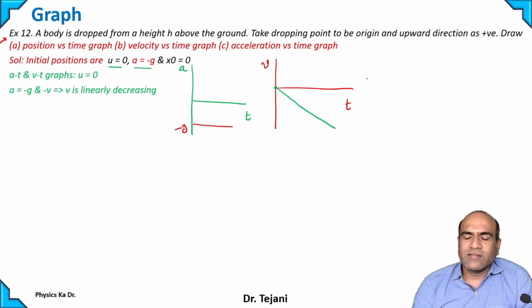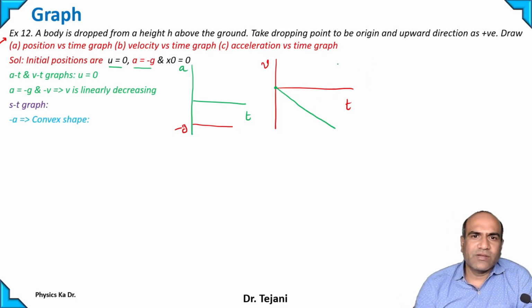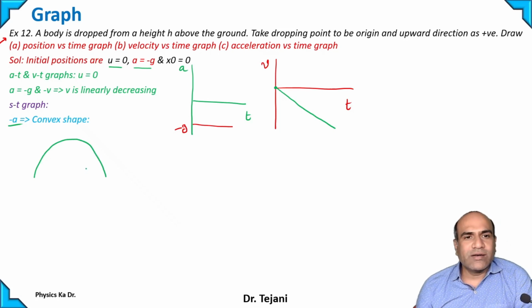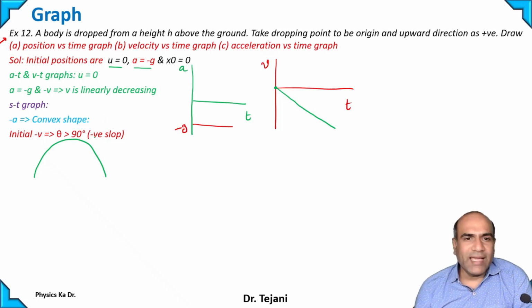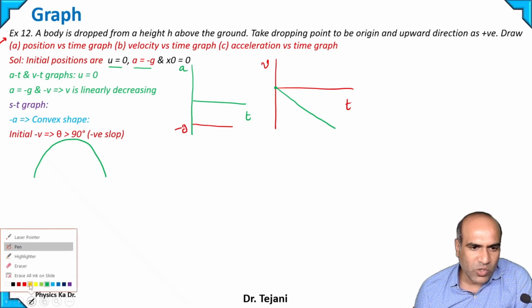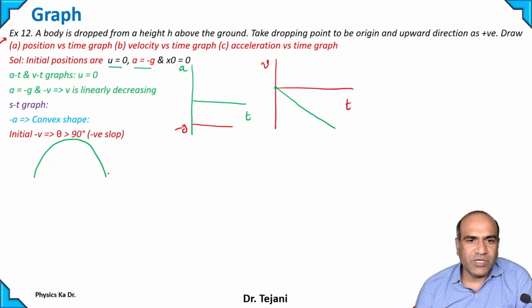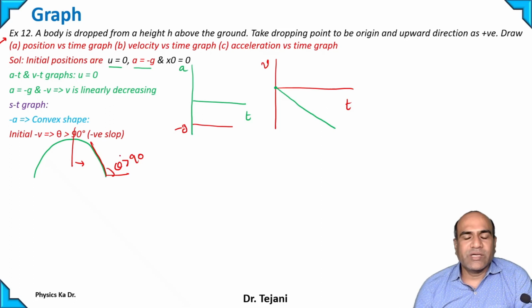Then what next? The position-time graph. Acceleration is negative, so the shape should be convex. Initially it starts from 0, but it directly converts into 90 degrees, a negative value, and therefore it should be greater than 90. So we should have a negative slope. How can we generate a negative slope on this convex shape? We already solved this side many a time. On this side theta is greater than 90 degrees, so it gives negative.